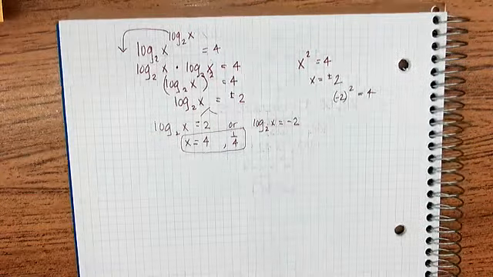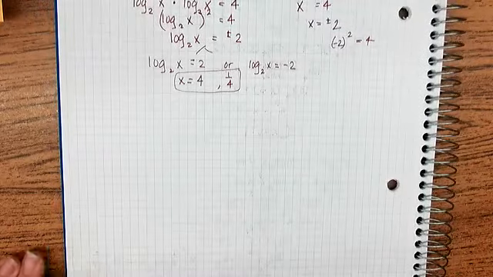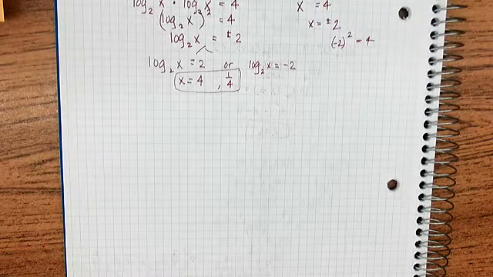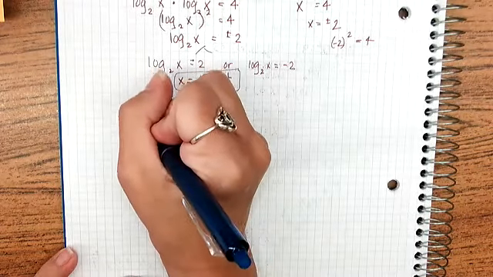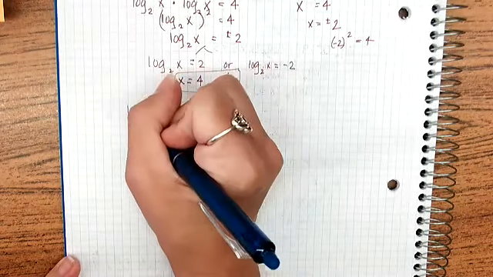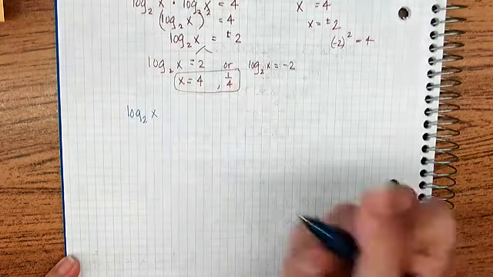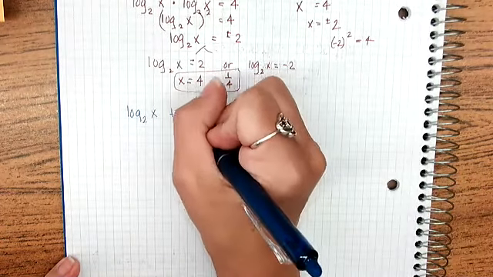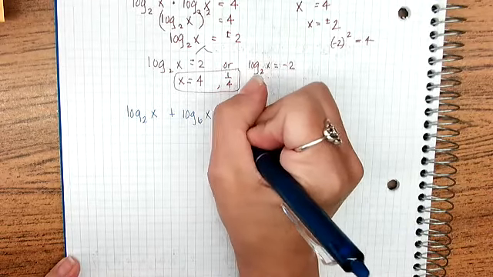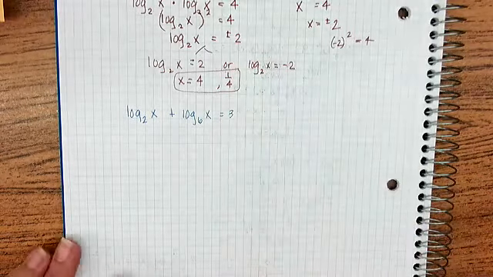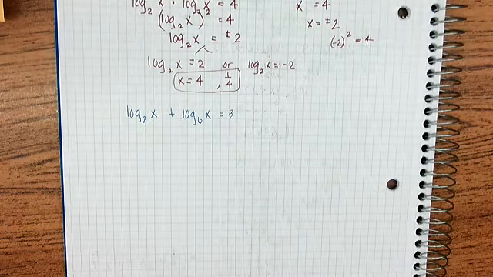I'm going to do one more. I pulled out my erasable pen because if I make a mistake, it's going to be icky. All right. Log base 2 of x plus log base 6 of x equals 3. I don't like this problem already.